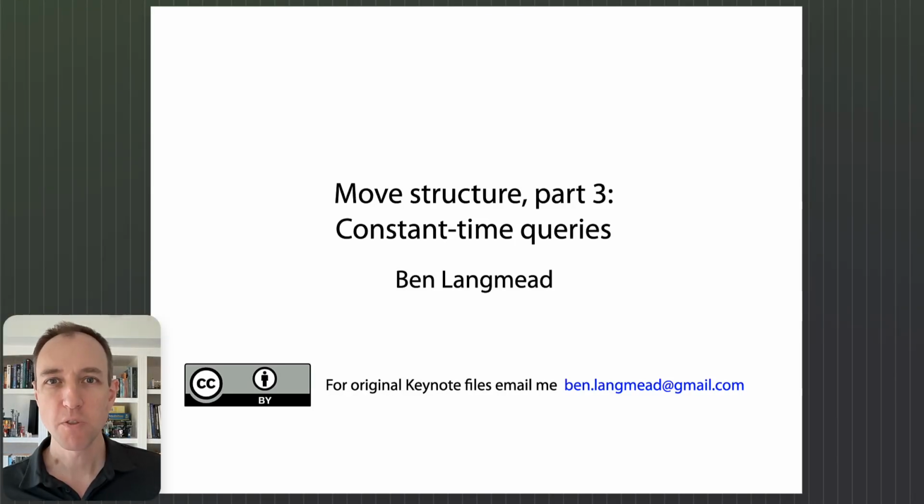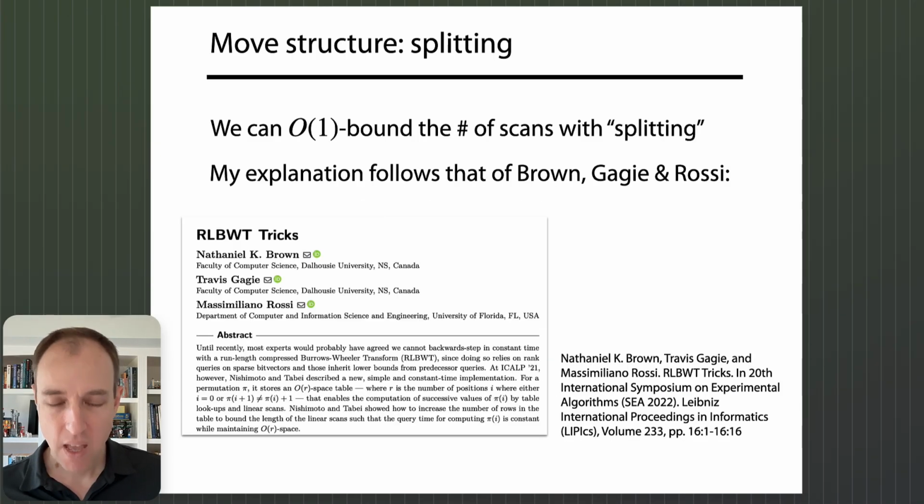Okay, we've seen the move structure and we've seen how to query it, and we really have just one task left, which is that we need to see how we can do that in constant time and without violating the other guarantees that we would like to have, like, for example, the big O of R space guarantee. And I'm going to explain that here, and I'm going to follow roughly the argument that's in this paper called RLBWT Tricks by Nathaniel Brown and Travis Gagie and Max Rossi.